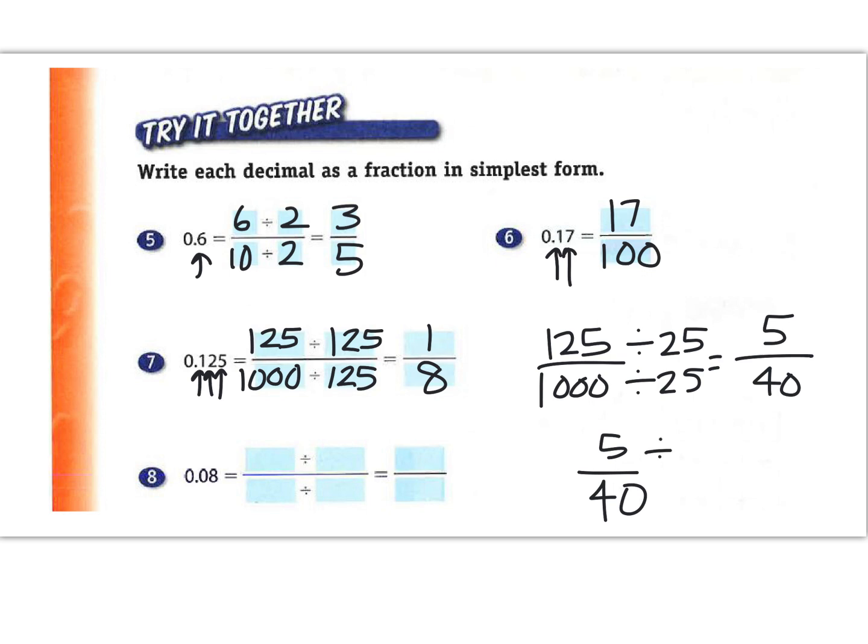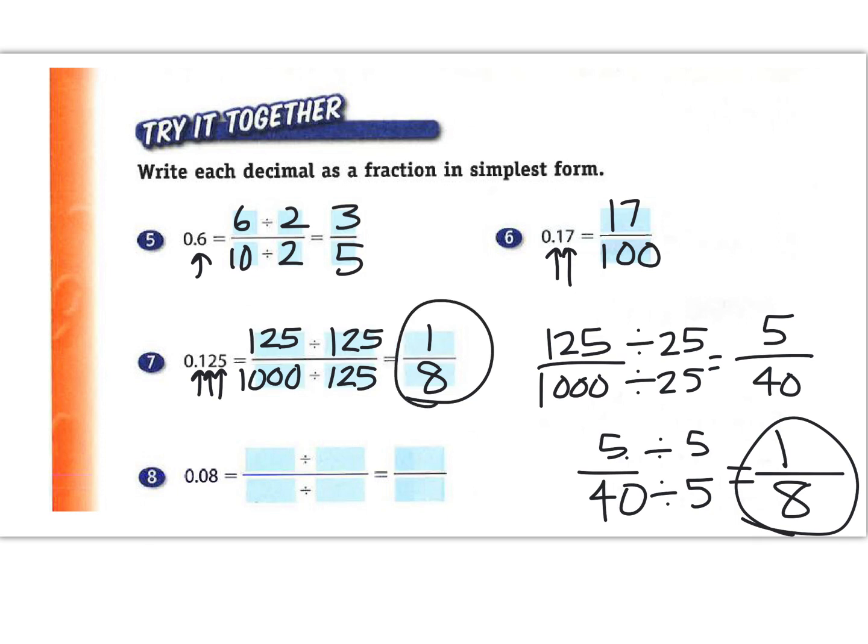5 over 40, it just takes a couple of steps. It's okay. We know that both 5 and 40 have a factor of 5, so 5 divided by 5 is 1, 40 divided by 5 is 8. You get the same answer. It just took an extra step to get there if you did not know that that was a factor. If you didn't know that 125 was a factor, that's okay.